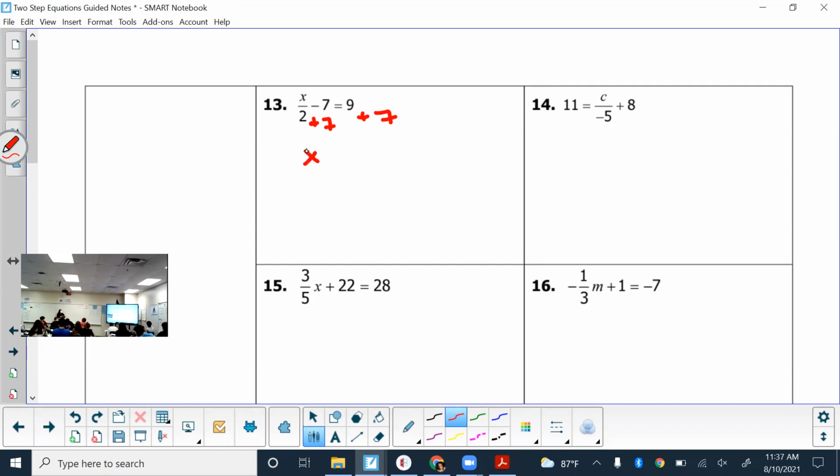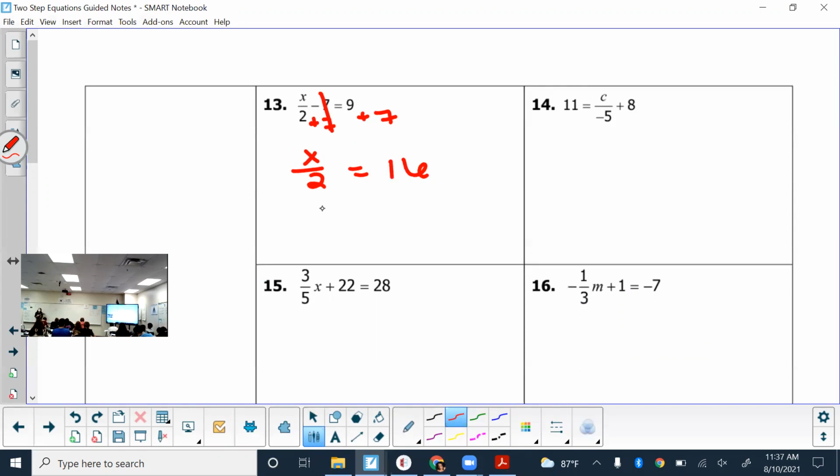X over 2, good. The 7's canceled when we added 7. On the right side, 9 plus 7 is, what's that? 16.